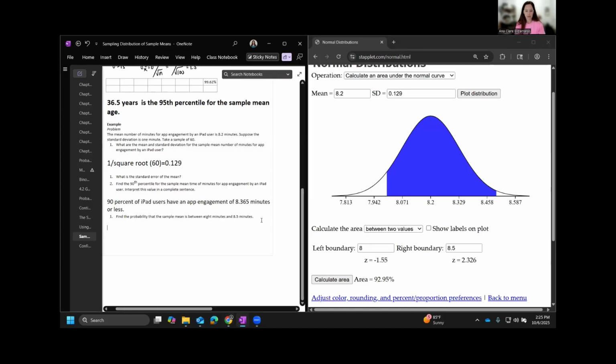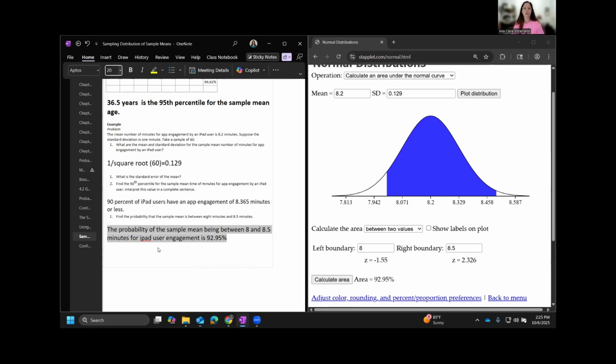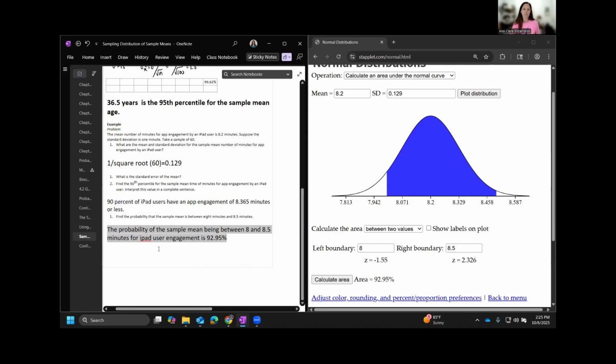92.95%. Okay, so the probability of the sample mean being between 8 and 8.5 minutes for iPad user engagement is 92.95%. And talking about the numbers in addition to the fact that it's iPad gives context and relevance to the problem. And we always think that context is really, really important.